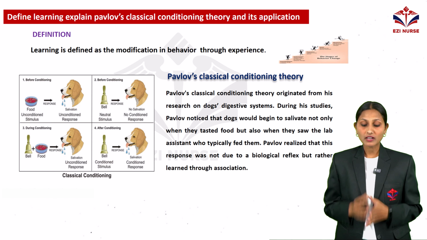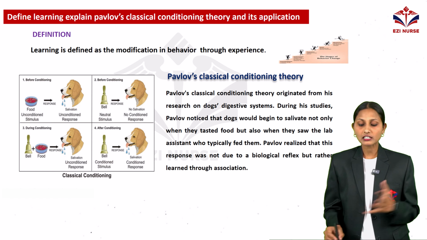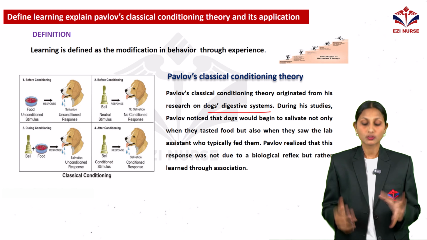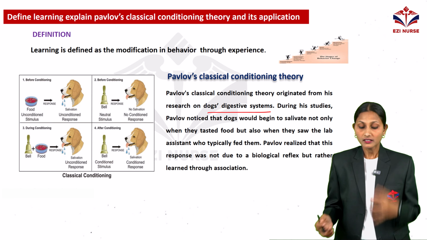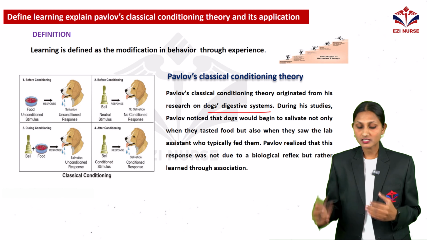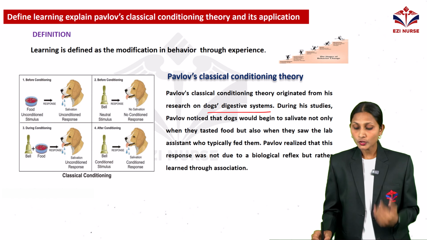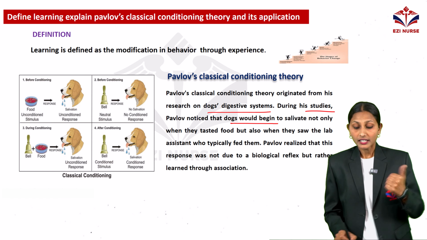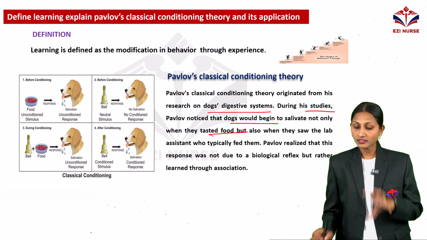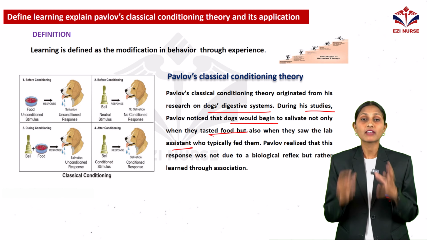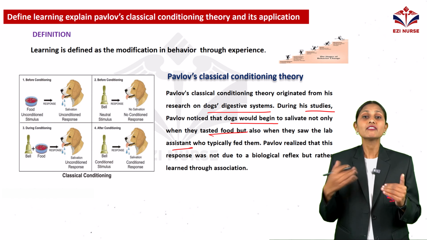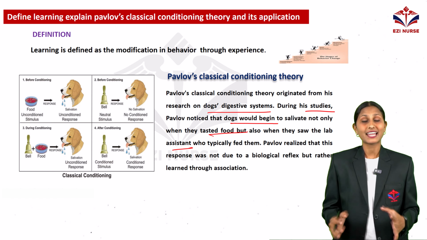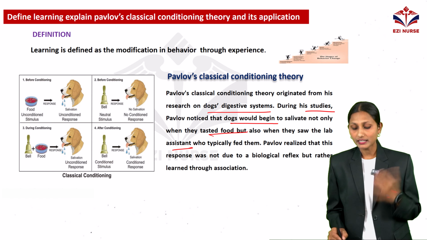Next one is Pavlov classical conditioning theory. Pavlov classical conditioning theory originates from his research on the dog digestive system. Pavlov is the person who conducted the research, and in that he discussed the dog digestive system. During his study, Pavlov noticed that dogs would begin to salivate not only when they tasted food but also when they saw the lab assistants. So whenever the dog sees food, it starts to salivate, and whenever the lab assistant is there, who typically fed them, the dog also salivates.